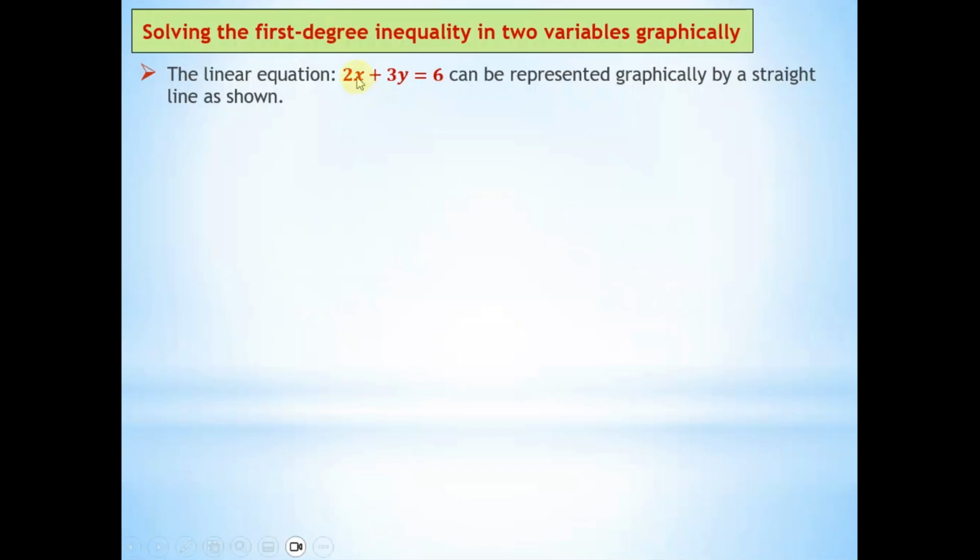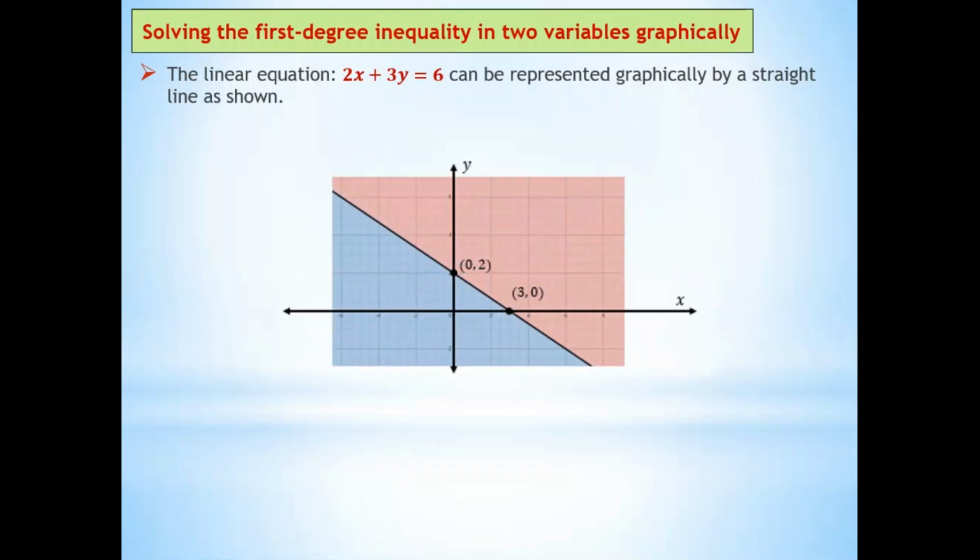So x equals 0 gives y equals 2. y equals 0 gives x equals 3. So (0, 2) is a point on the line, and (3, 0) is a point on the line. These two points, (0, 2) and (3, 0), satisfy the line. So you can connect these two points to get the straight line 2x plus 3y equals 6.